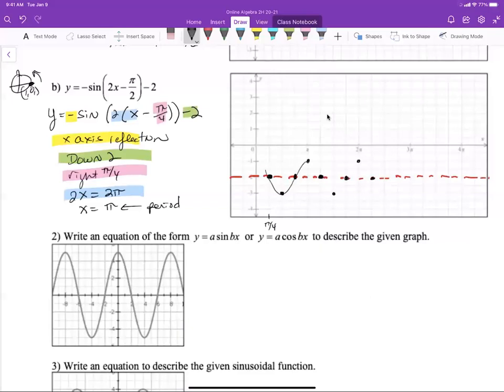Go ahead and draw a nice smooth curve for a sine graph. Add some arrows to indicate that it goes on forever because it is periodic. And there's your graph.